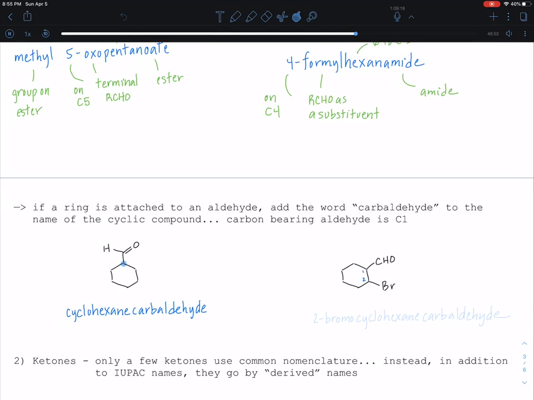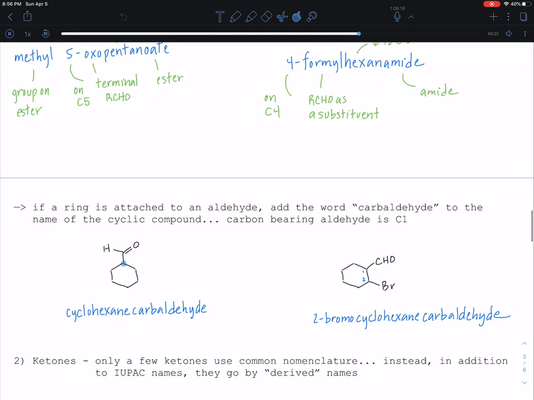So we're going to name this 2-bromocyclohexanecarbaldehyde. Again, you don't have to put a 1 in there. The 1 is implied because the aldehyde is attached to the ring, and we're naming it after the cyclohexane.